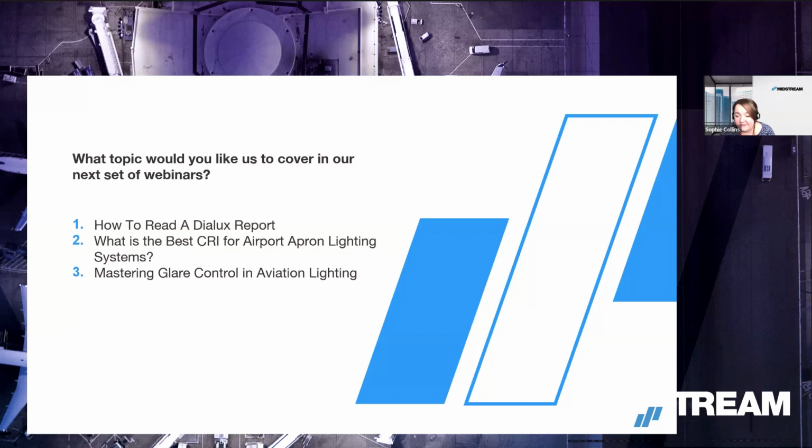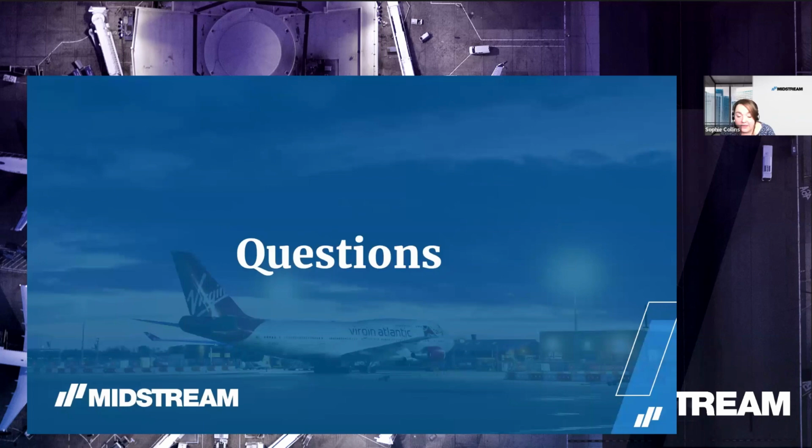We'll move into the questions now. I can see that you're popping them in. Thank you very much. So first up, we have a question. What standard do you use for deriving the maintenance factor for airport apron lighting? This is a two-parter, but we'll start with that. Paolo, if you could answer that one for us.